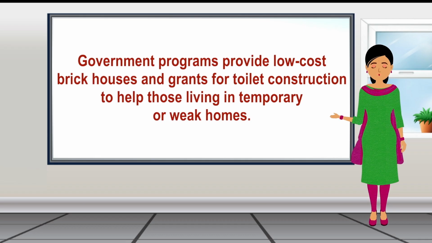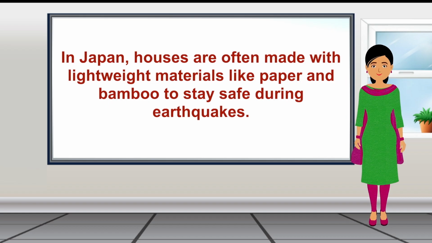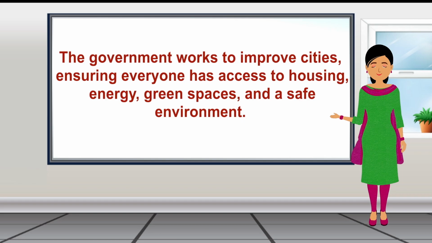Government programs provide low-cost brick houses and grants for toilet construction to help those living in temporary or weak homes. In Japan, houses are often made with lightweight materials like paper and bamboo to stay safe during earthquakes. The government works to improve cities, ensuring everyone has access to housing, energy, green spaces, and a safe environment.